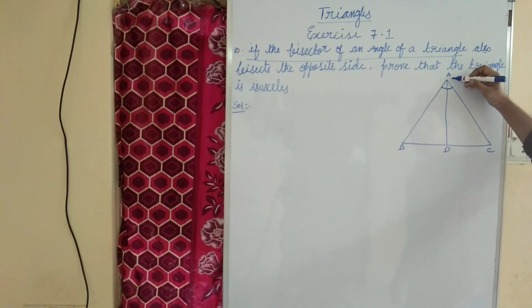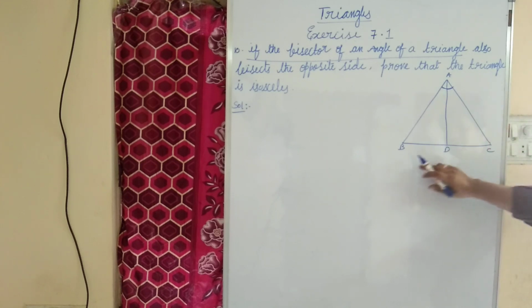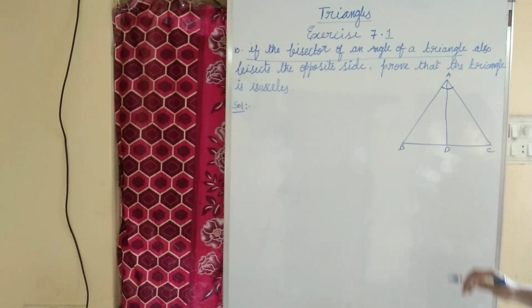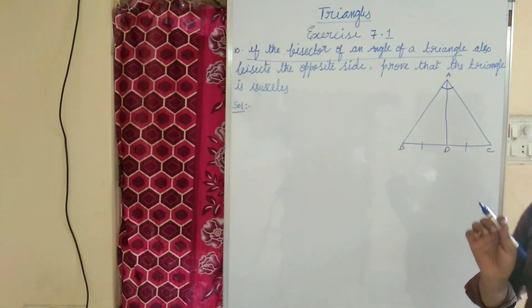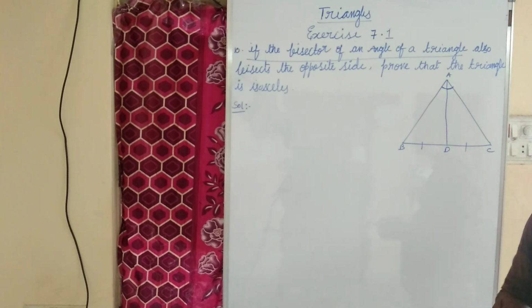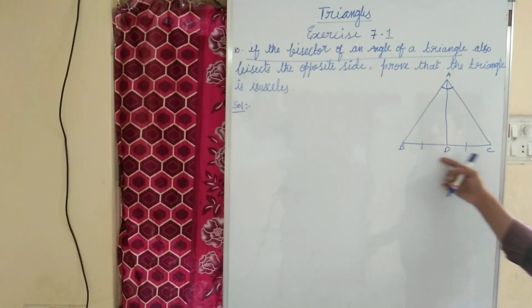So what is the side opposite to A? That is BC. Also bisects the opposite side, I mean BD equal to DC. Statement meaning you have to understand. The bisector bisects the angle of a triangle and also it bisects the opposite side.